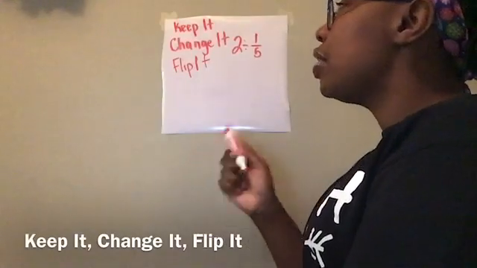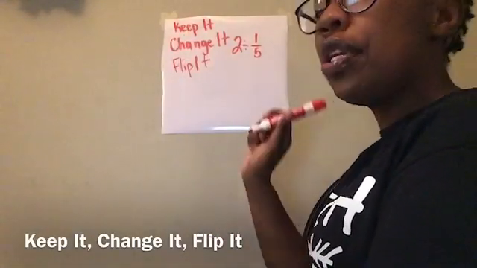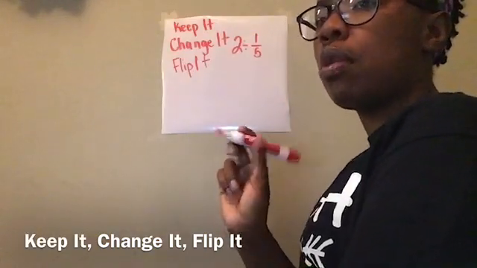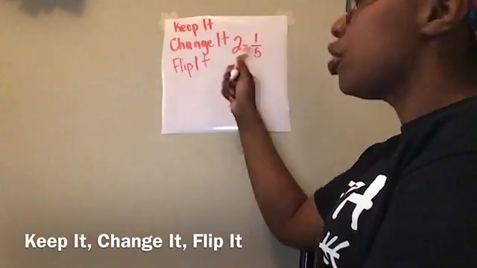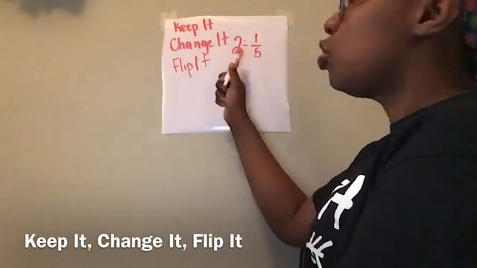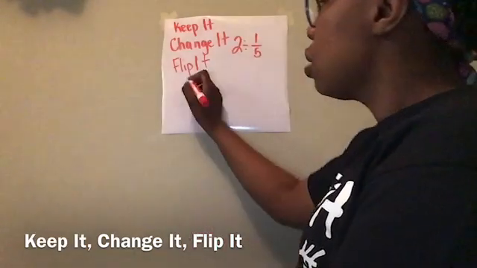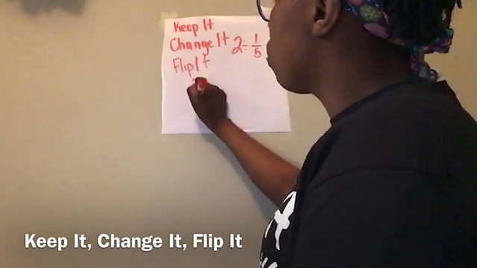All right, so another way to do this problem is to keep it, change it, flip it. Remember those 3 steps. Keep it, change it, flip it. So you're going to keep the first number. And we know from a previous video that to make that whole number a fraction, we're just going to put it over 1. So it will now be 2 over 1.